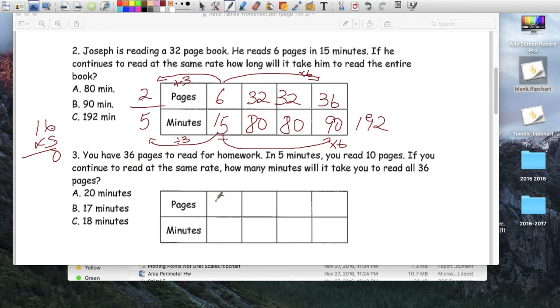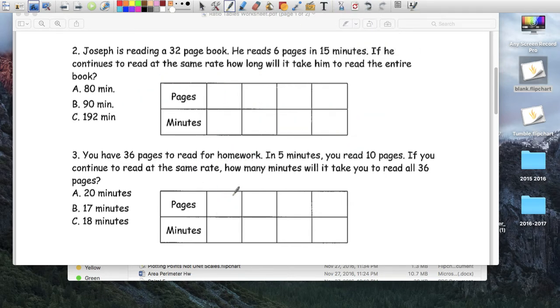You have 36 pages to read for homework. In 5 minutes, you read 10 pages. So here's your relationship. If you continue at the same rate, how many minutes will it take you to read all 36 pages? And then what happens at 20 minutes, at 17 minutes, and then 18 minutes? You can always add boxes.